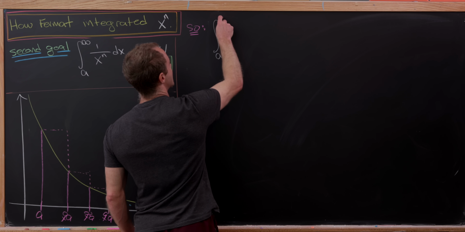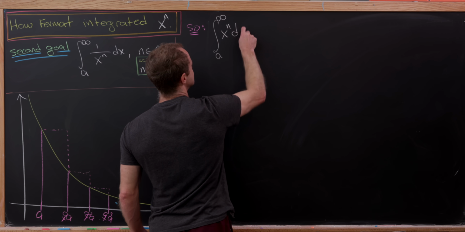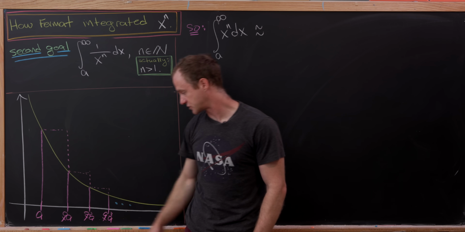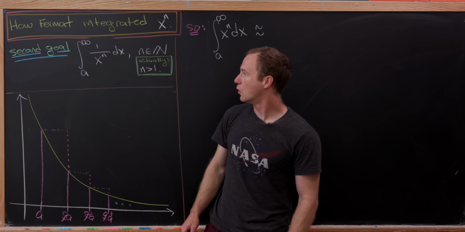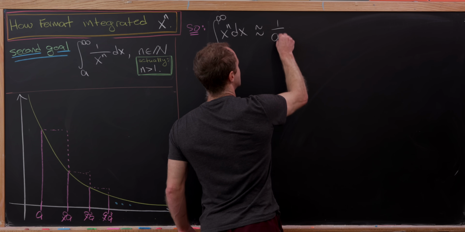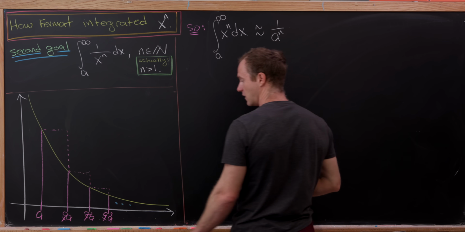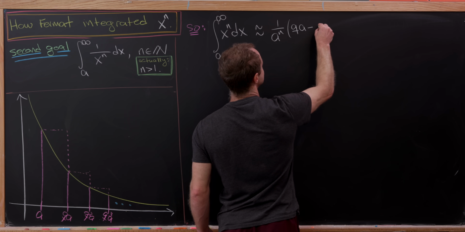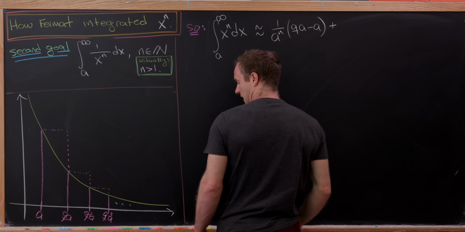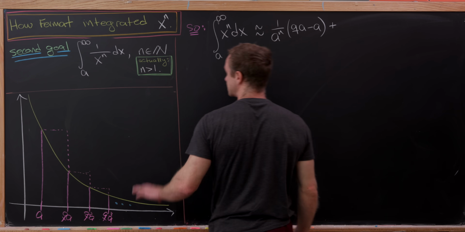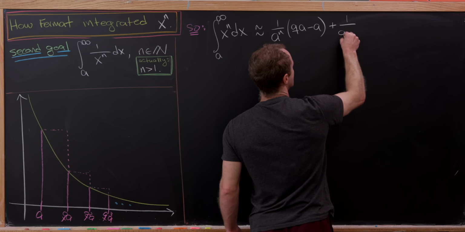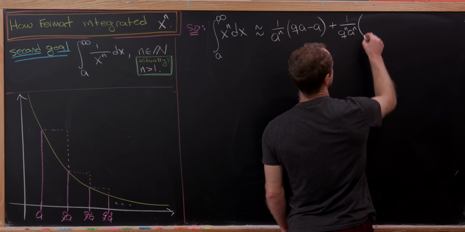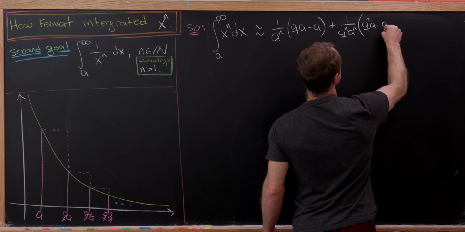So we've got the integral from a to infinity of 1 over x to the n dx. So this will be approximately equal to, so let's take the area of the first rectangle. Notice the height here is 1 over a to the n, because our function here is 1 over x to the n, and then the width is q times a minus a. Good. And then the second rectangle, well, that has height q times a all to the n power. In other words, 1 over q to the n, a to the n. And then the width will be q squared a minus q times a.